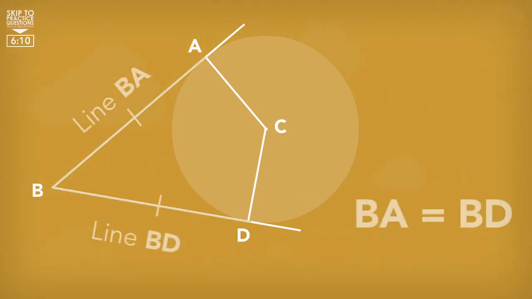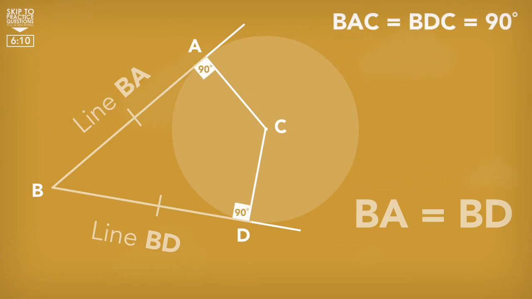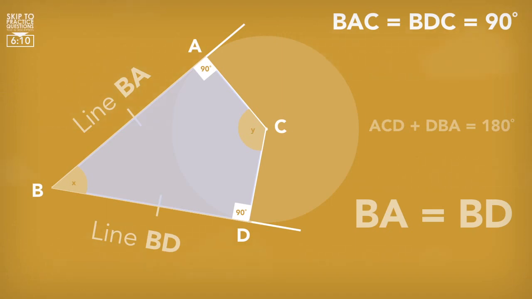Since we know that the angle between the tangent and the radius equals 90 degrees, then the angles BAC and BDC are both 90 degrees. Since we now have a quadrilateral, that also means that angle ACD and DBA add up to 180 degrees, since we already have two 90 degrees.